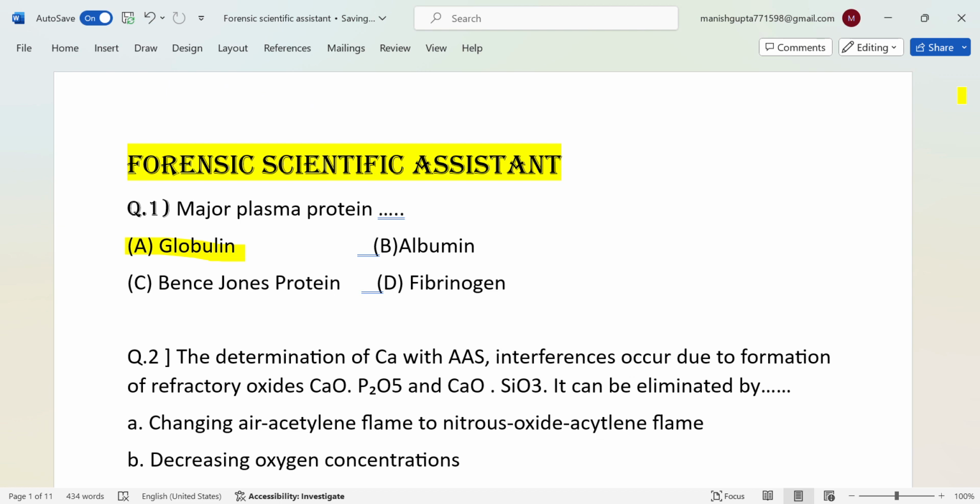We are going to discuss some important questions of forensic science assistant. The first question: Measure plasma protein. Option A: globin. Option B: albumin. Option C: benzoin protein. Option D: fibrinogen. Option A is the correct answer, globin. Now we are going to discuss question number 2.